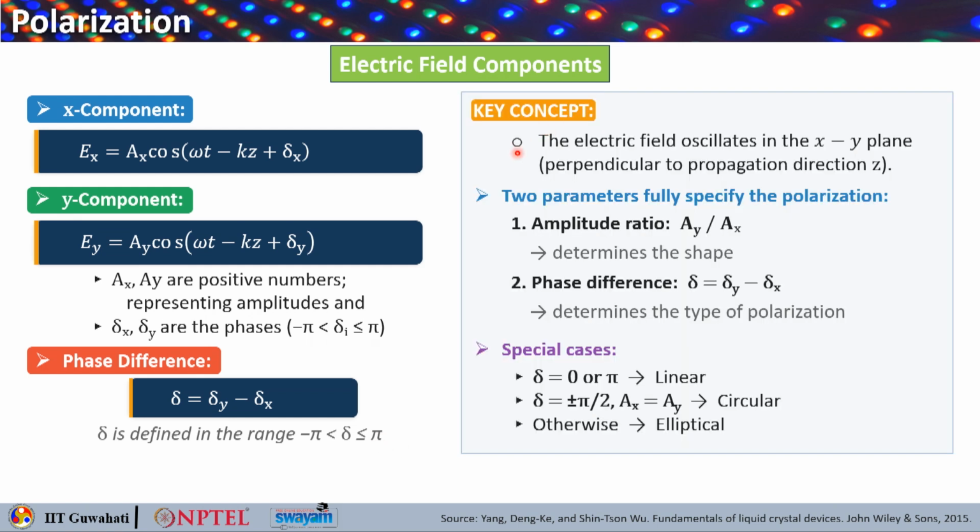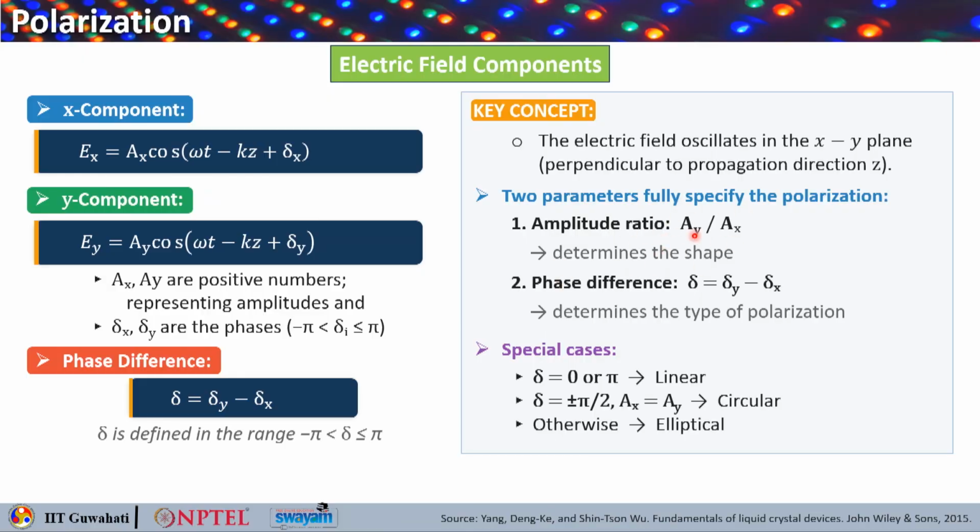So, what is the key concept here? If you consider a plane wave propagating along the z direction, it will have the electric field oscillating in the xy plane. You can get the component of the electric field along the x axis, Ax, and along the y axis, Ay. You can take the ratio of Ay and Ax, the amplitude ratio, which is very important to determine the shape.